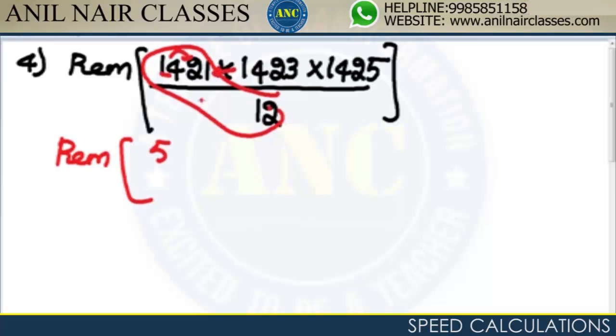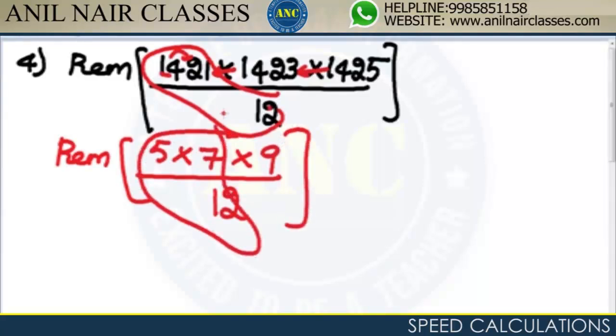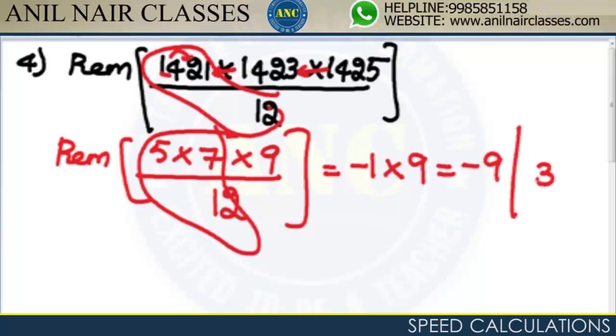This is 2 more than this value, it is 7. This is 2 more than this value, it is 9, divided by 12. 5 sevens are 35. 35 divided by 12. 12 threes are 36. Negative remainder is minus 1. Minus 1 into 9 is minus 9. Positive remainder will be 3.